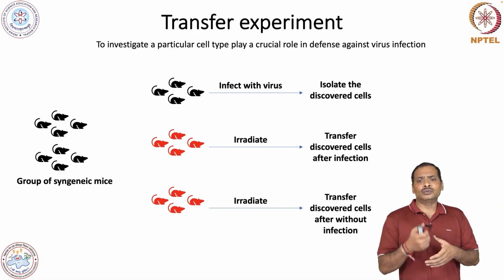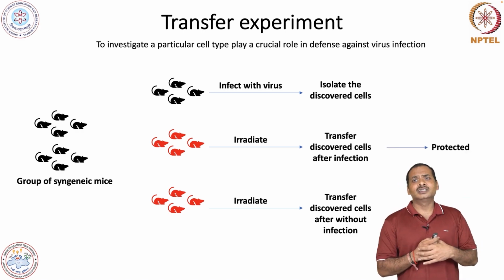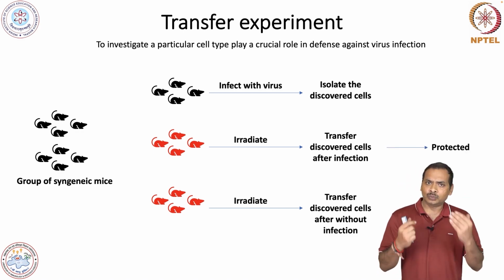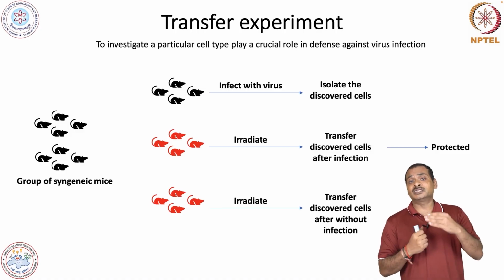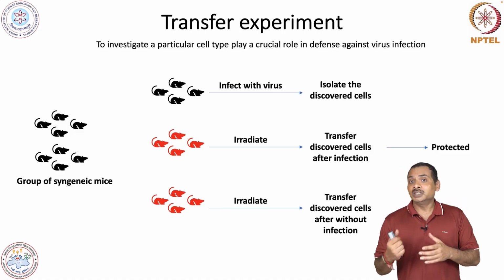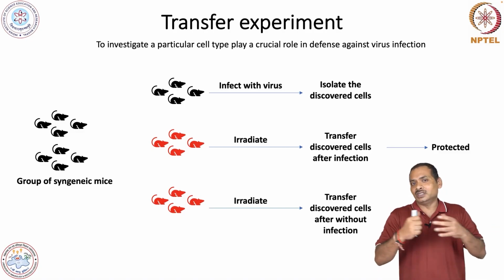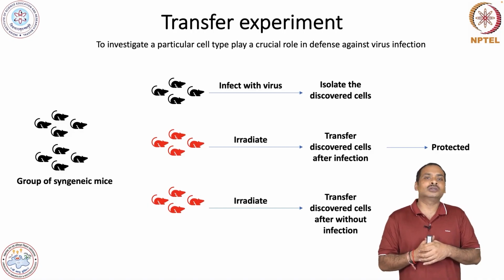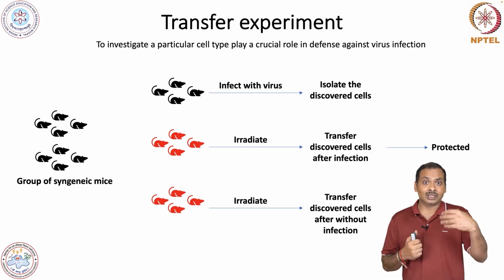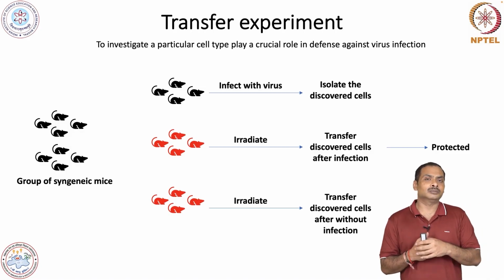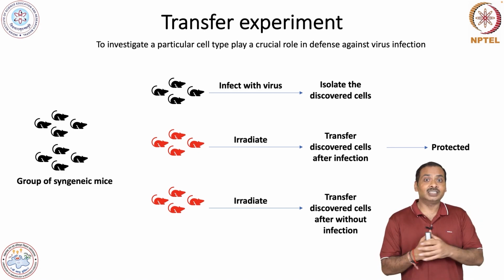After doing all this, if you infect these irradiated mice, you will see that the group of irradiated mice which received the cells from infected mice will be protected, and the other group will not be protected. In that way you can show your discovery. You can demonstrate that the cell which you have discovered fits well under physiological conditions. That is most important.